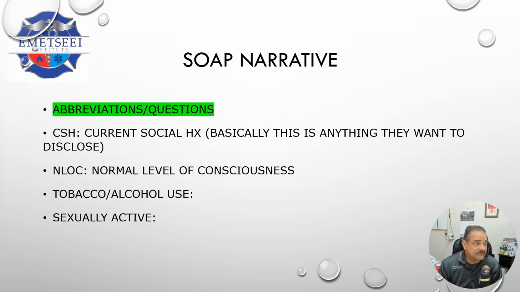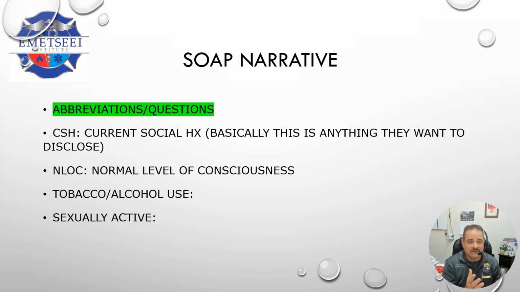Also continuing on, CSH, current social history. Basically, this is anything they want to disclose. And this is super important because, for instance, if it's a geriatric patient and your differential diagnosis is depression versus anxiety or whatever the case may be, if they don't have a social life, that could very well be leading up to it, and they could be depressed, and they could also be suicidal.